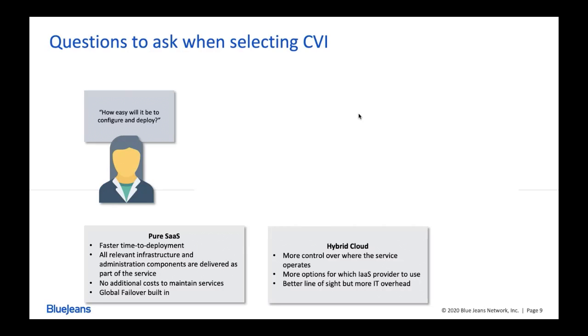CVI product, which is called the BlueJeans Gateway for Microsoft Teams, first off, it is a pure SaaS world. It exists within Microsoft Azure and it exists nowhere else. There's no hybrid model, there's no local deployment, there's no local management. It exists 100% within our Microsoft Azure.